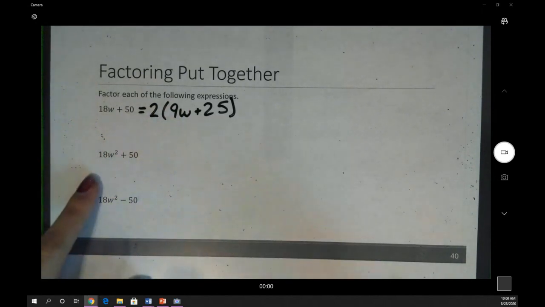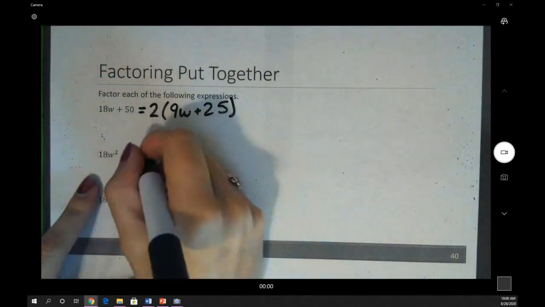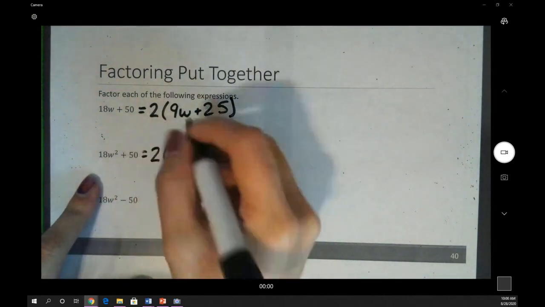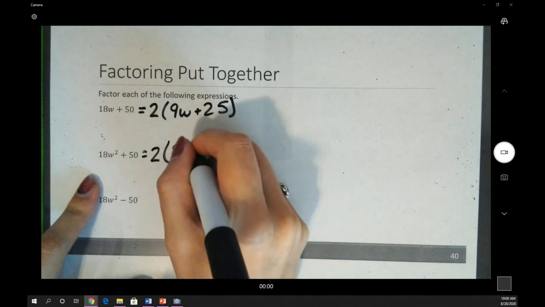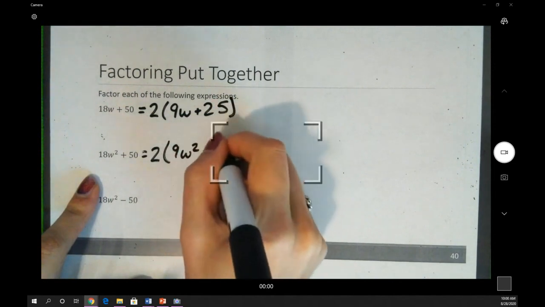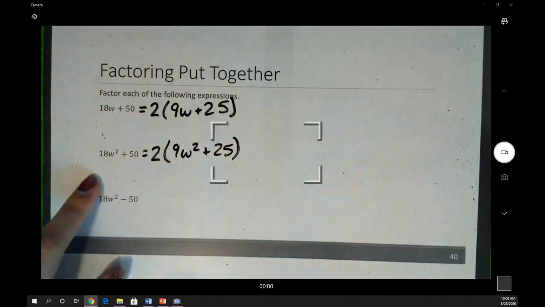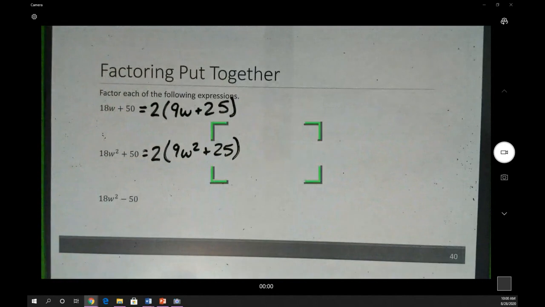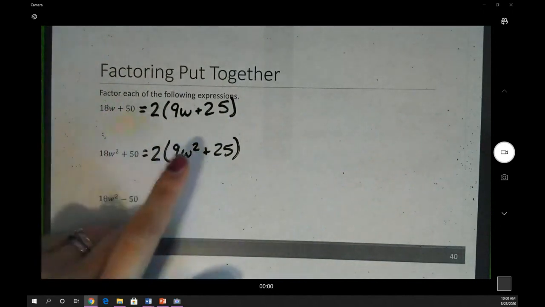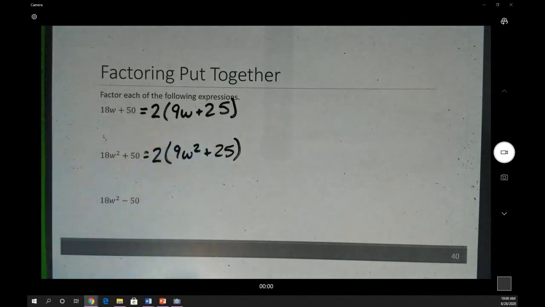18w squared plus 50. I can still factor out a 2. That leaves me in parentheses with 9w squared plus 25. Again, we can only factor a difference of squares when we're looking at binomials, and there's a plus, so we're done.